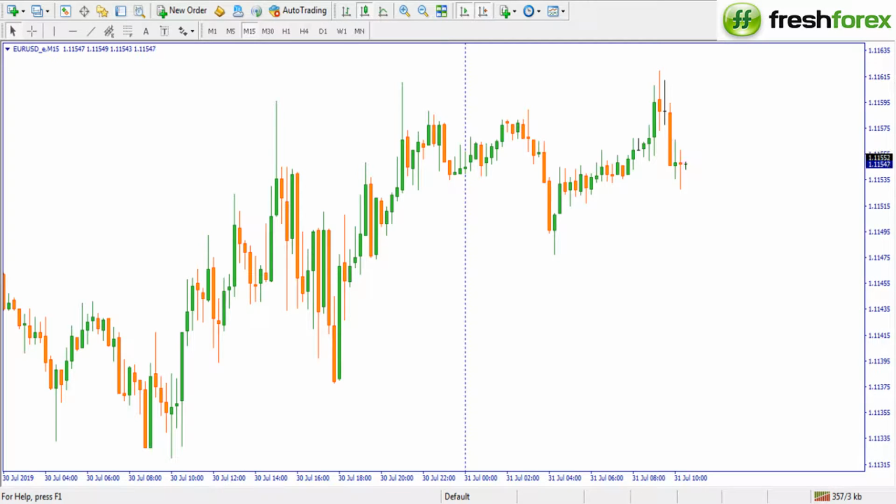See my screen? If you can see my screen, can you write something in the chat? Just put a plus sign. See my screen? Put a plus sign.